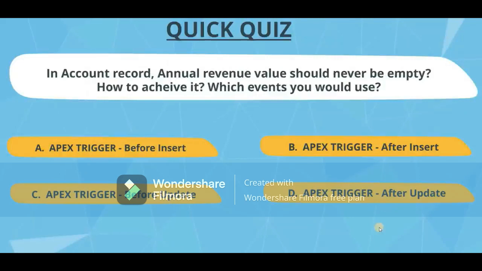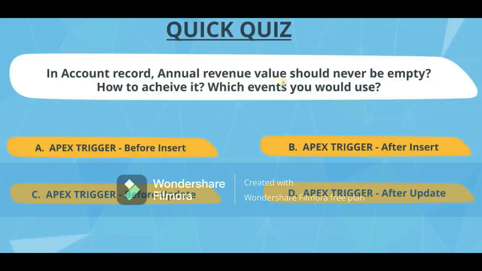Next question. In account record, annual revenue value should never be empty. How do you do it? Which events you would use? As it has said, which events? Okay, so which means it can be a multiple answer too. So annual revenue is a field on account record, so it should never be empty.